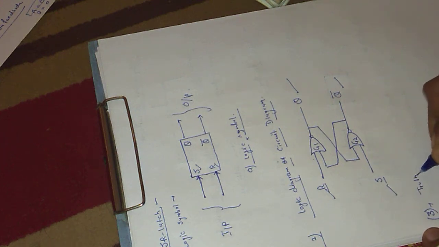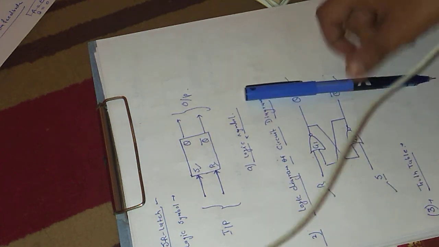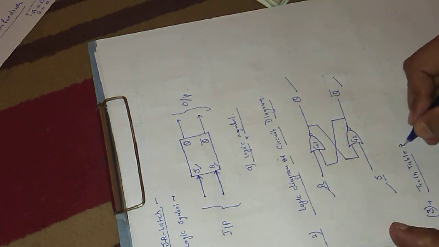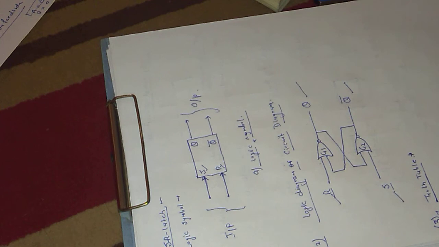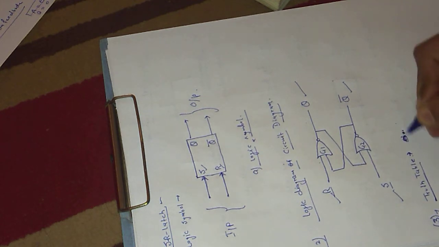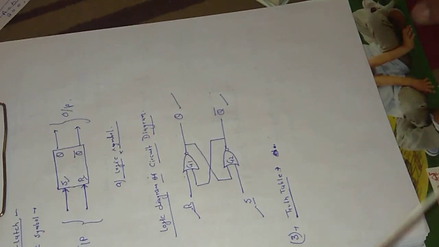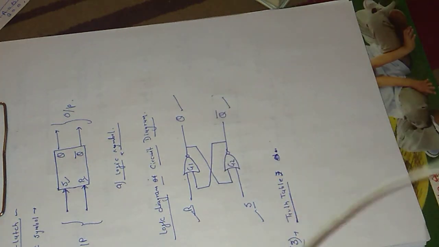Truth table, or we can say characteristic table. In a particular sequential circuit, any truth table which represents the behavior or functionality of the circuit is also known as a characteristic table. As per the truth table, we can understand the working of the SR latch.